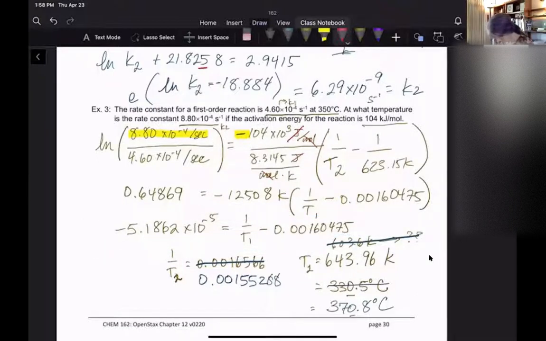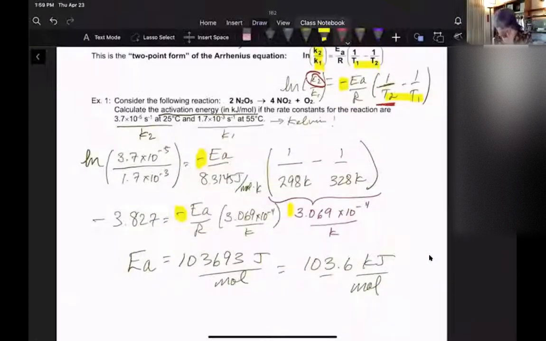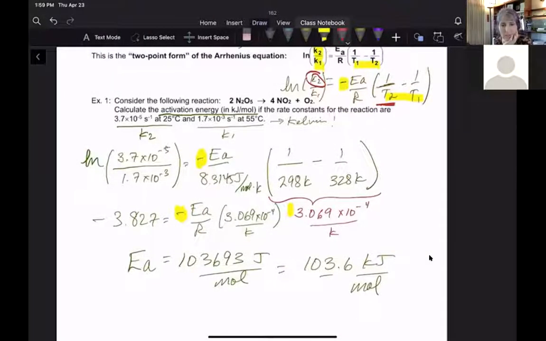Wait, Dr. Gibbons, I have another question. On example 1, how did you determine which one was K2 and which one was K1? When you go up to example 1, I just picked one. It can be absolutely random. Yeah, it can, as long as you've got it connected to the correct position in the equation.